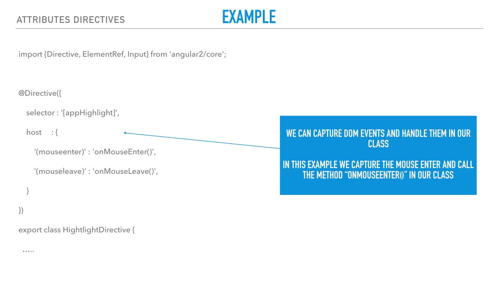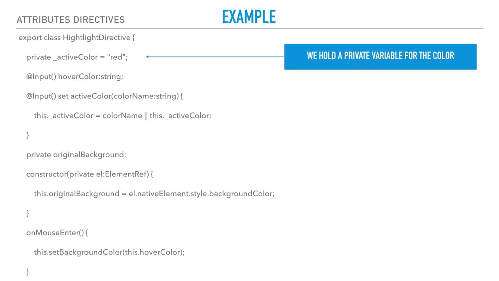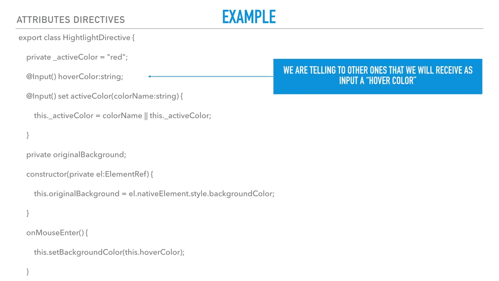The host is a property of our decorator where we bind events like mouse enter, mouse leave, and click to events in our class. Okay, so inside our class we will have variables as always. For example, in this case we have a private variable that is named active color. Then we have another decorator. This is new for us. This decorator is telling that this variable we will receive from outside as an input of our directive.